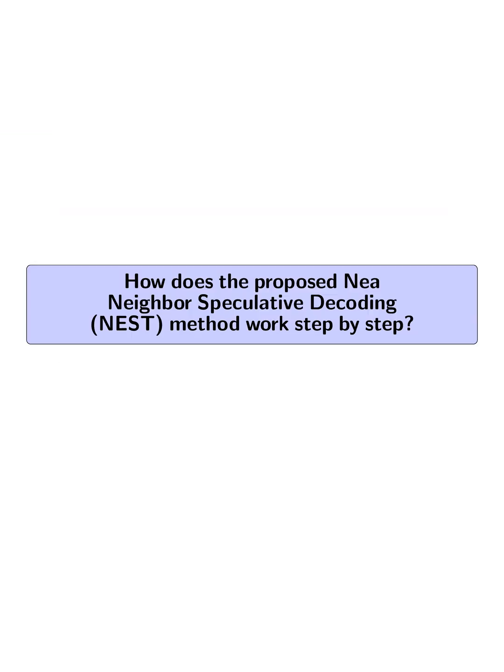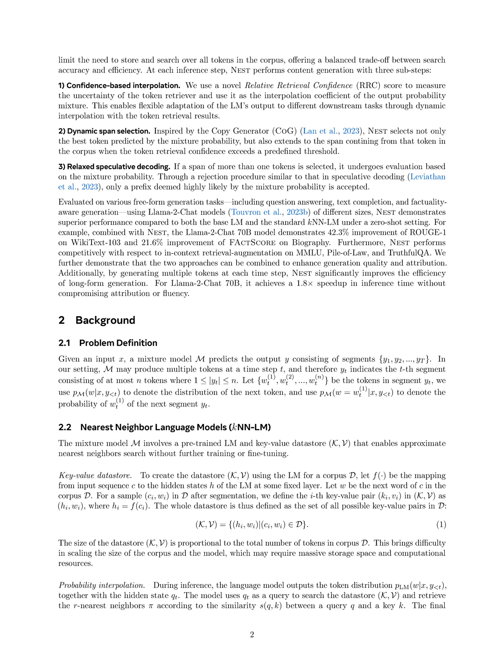How does the proposed NEST method work step by step? The proposed NEST method works in three main steps. 1. Content-based interpolation. NEST uses a relative retrieval confidence (RRC) score to measure the uncertainty of the token retriever. This score is used as the interpolation coefficient of the output probability mixture. It allows for dynamic adaptation of the language model's output to different downstream tasks through flexible interpolation with the token retrieval results. 2. Dynamic span selection, inspired by the copy generator, COG.